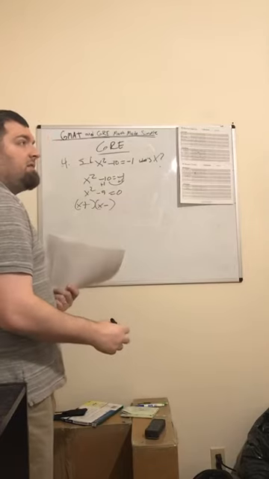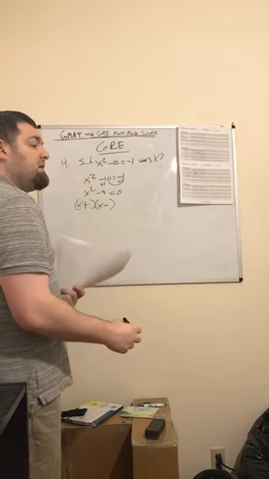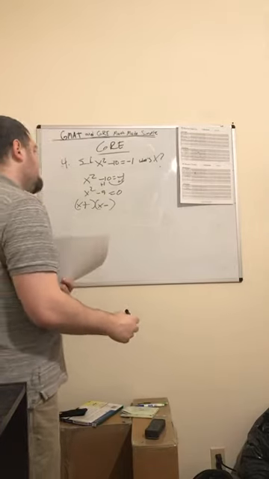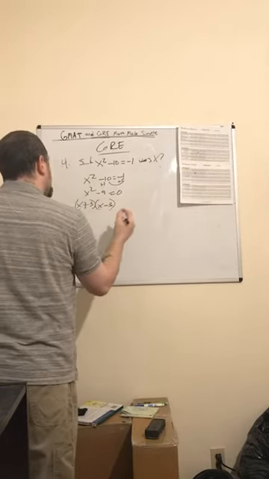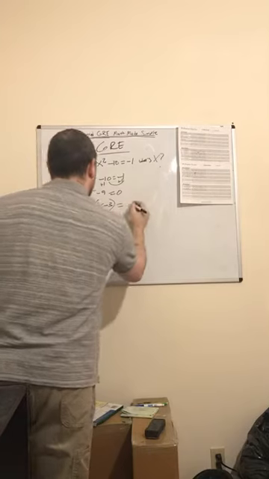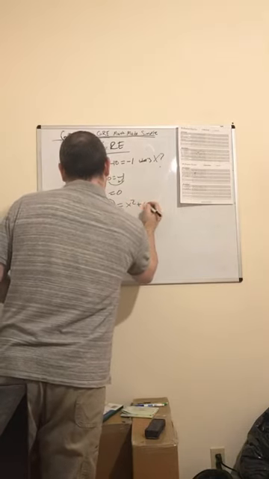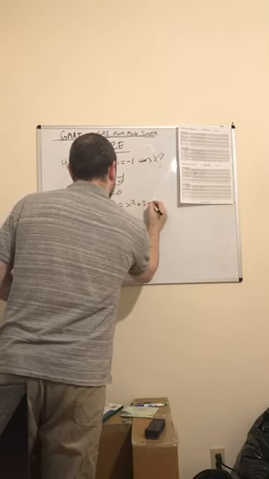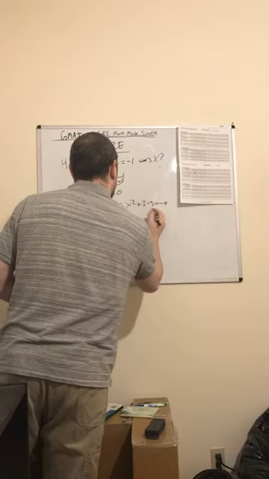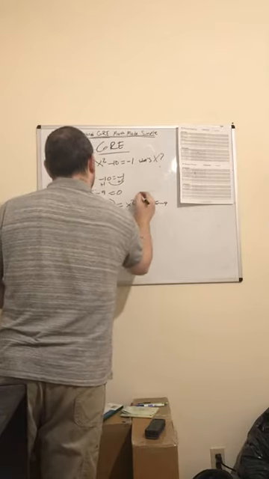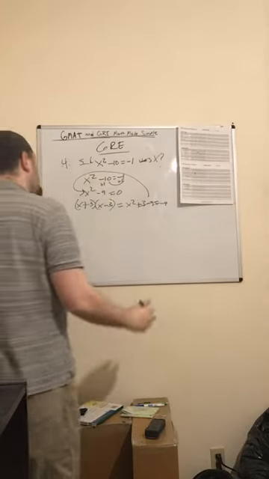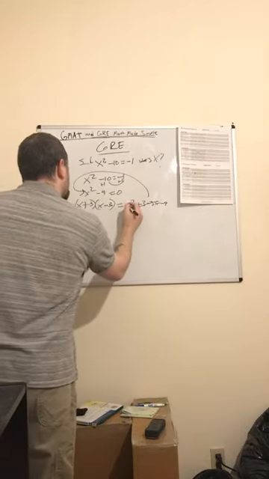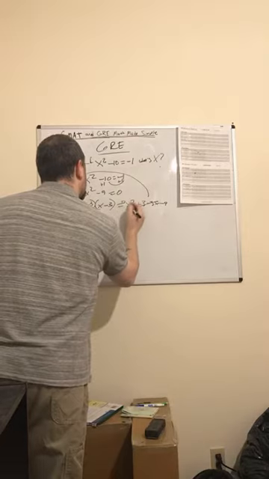The only things that go into 9 are 1, 3, and 9. So in this case, it would be 3 and 3. If you want to conjugate this, again, it would be x squared plus 3x minus 3x minus 9. And this, of course, will cancel out, leaving us with our original, and this equals 0.